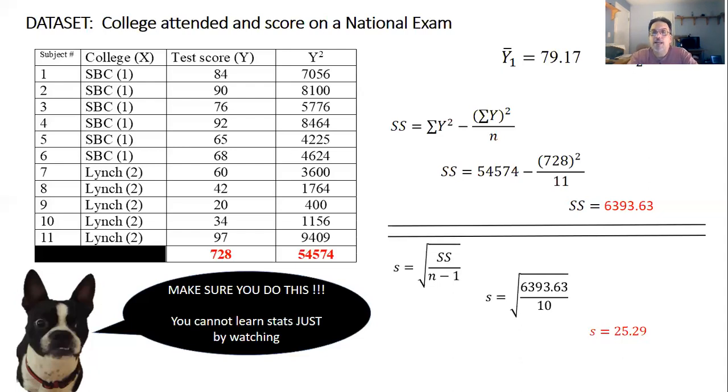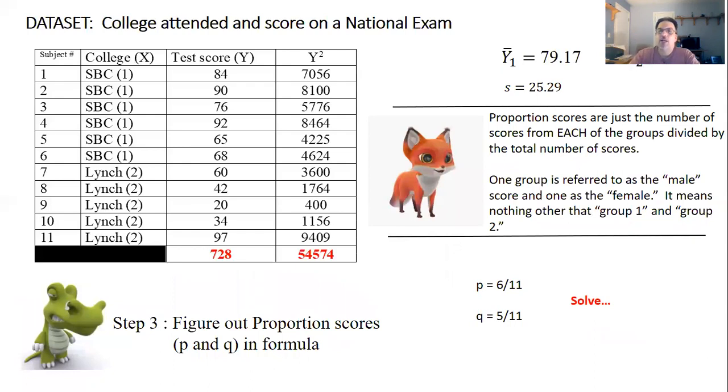Okay, so we're going to take that information and just put it on the next slide. So you see up top here, we have all the information that we need going forward: our mean of Y1, mean of Y2, and the standard deviation for the entire group. Step 3, figure out the proportion scores. And that's the P and Q thing that we have in the formula itself.